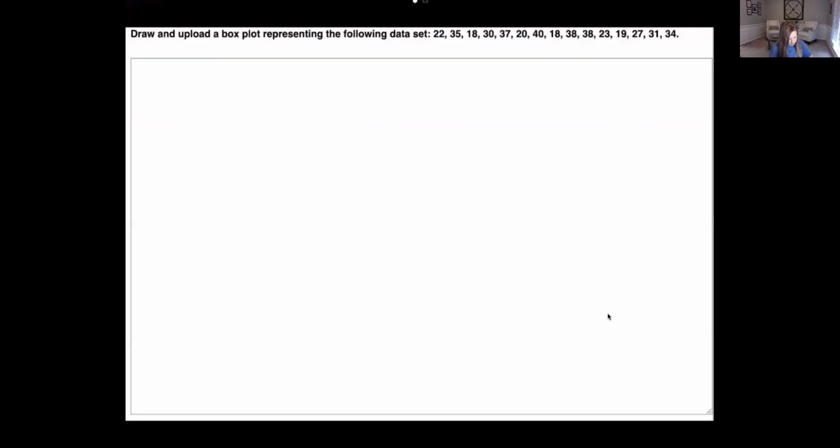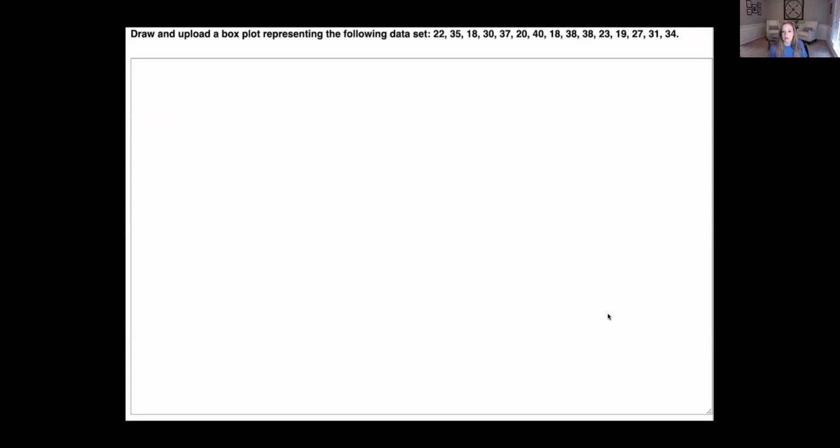You have to have 5 numbers to make a box plot. You need a minimum, a maximum, a median, an upper quartile, and a lower quartile. So I'm going to share my screen, and we're actually going to look at a problem on your assignment called More Box Plots. If you are watching my video, it's going to give you a head start because I'm going to do it with you. It tells you to draw and upload a box plot representing the following data set.